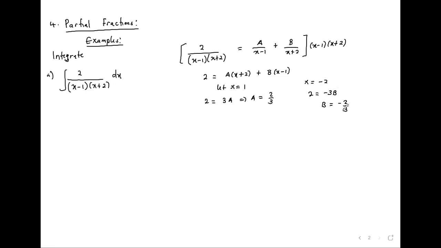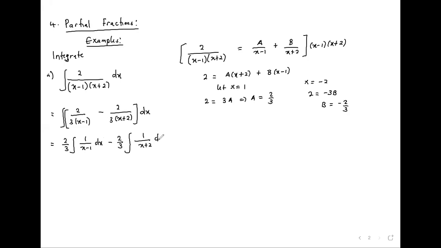So now I'll come back here and say, this is the same as the integral of a, which is 2 over 3, minus b, which is 2 over 3, this whole thing dx. So the 2 over 3 can go out as we remain with 1 over x minus 1 dx minus the 2 over 3 can go out as we remain with 1 over x plus 2 dx.